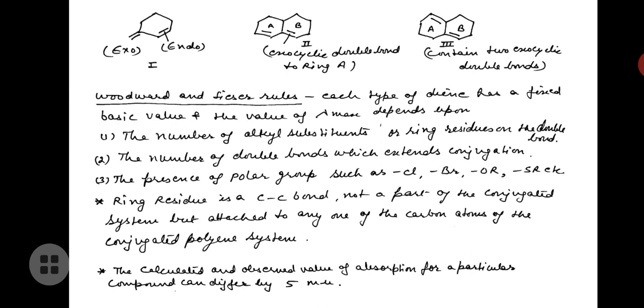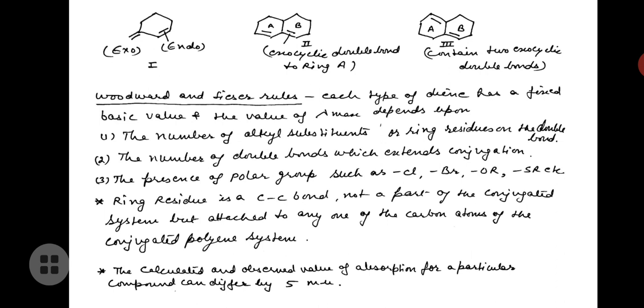Woodward-Fieser rules. Each type of diene has a fixed basic value and the value of lambda max depends upon the number of alkyl substituents or ring residues on the double bond. So what is a ring residue? Let us understand it on the double bonds. Ring residue on the double bond is a carbon-carbon bond, not a part of the conjugated system, but attached to any one of the carbon atoms of the conjugated polyene system.